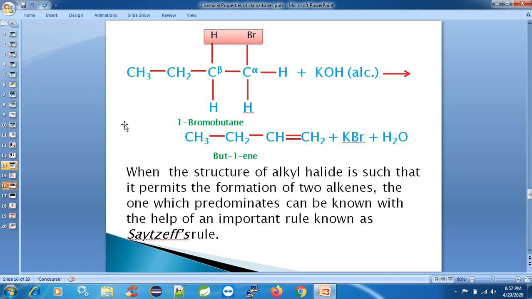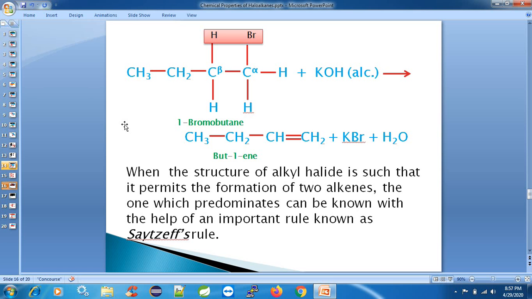But when the structure of the alkyl halide is such that it permits the formation of two alkenes, meaning in the structure we get two beta carbons, two different types of alkenes are formed. Between the two alkenes, the major product is the more substituted alkene, as given by the Saytzeff rule.